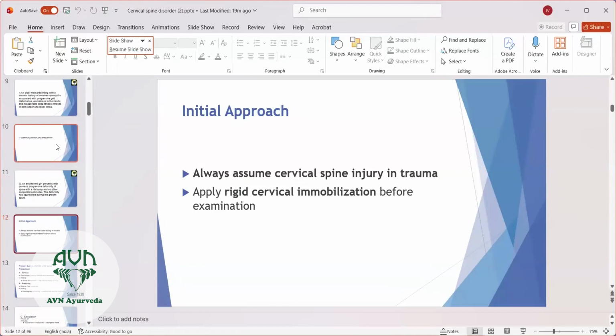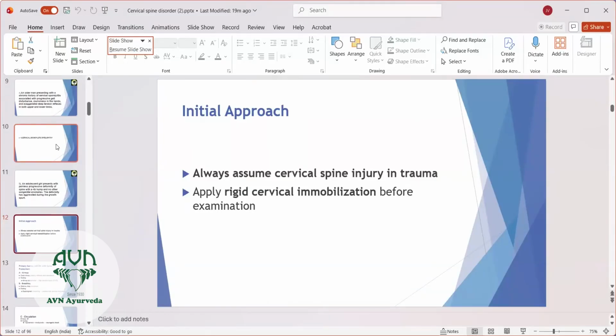So the cervical problems can be divided into two: traumatic conditions and non-traumatic conditions affecting the cervical spine. A brief account of the cervical traumatic conditions. The initial approach always assumes a cervical spine injury in trauma.